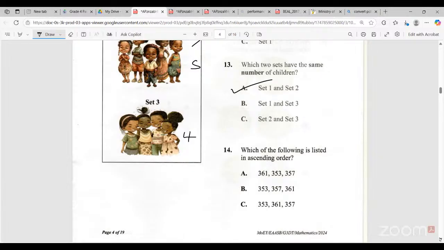Only Pinocchio answer number 14. What's happening, guys? Let's go. Somebody said A.